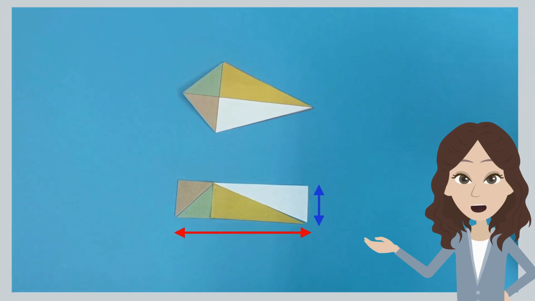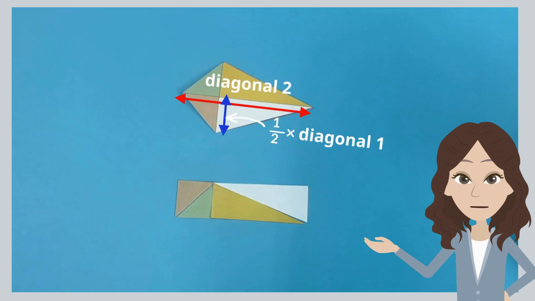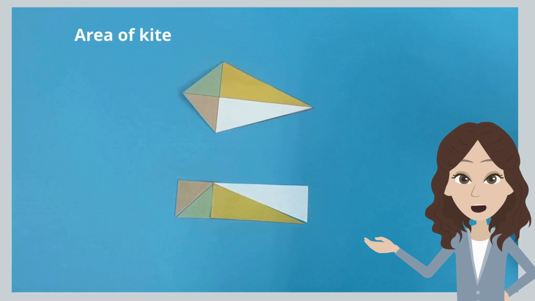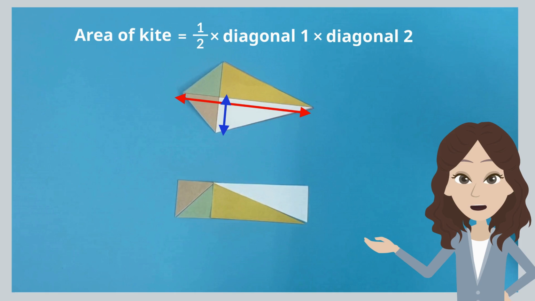Observe that the blue arrow is equal to half the length of one of the diagonals of the kite, and the red arrow is equal to the length of its other diagonal. So, the area of a kite is equal to half times one of its diagonals times the other diagonal.